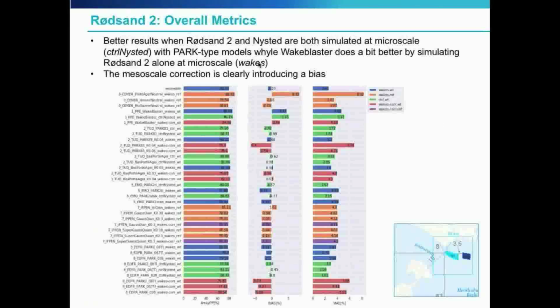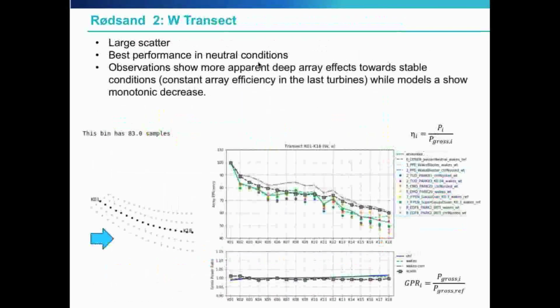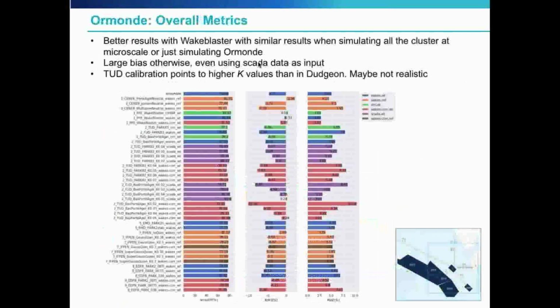Breeze Broadside 2. This one has, of course, all the wake effects from the neighbouring farm, but still the performance is pretty good overall. Best when you have the west wind direction. Ormonde is the place where you have the largest errors.